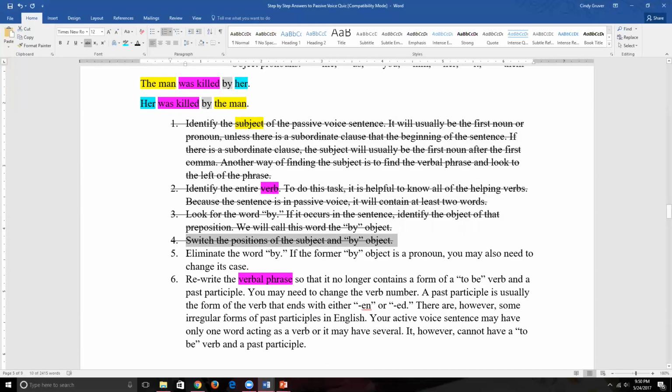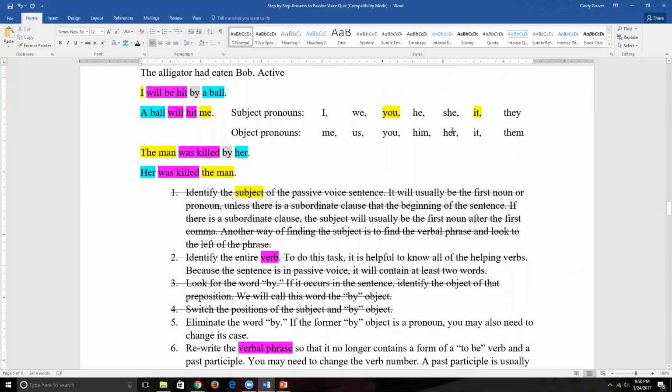Now we're going to do step 5, which again is going to be 2 parts. I'm going to remove the by, but because I did have a preposition, I'm going to go up to my cheat sheet. I have her in my initial sentence, so I'm going to need to switch it to she. She was killed, the man. Okay, so I have eliminated by and I've switched the pronoun.